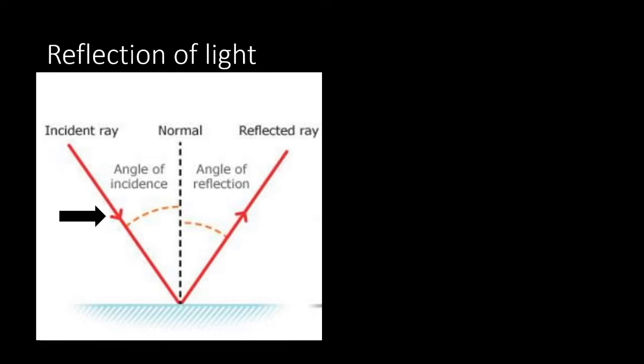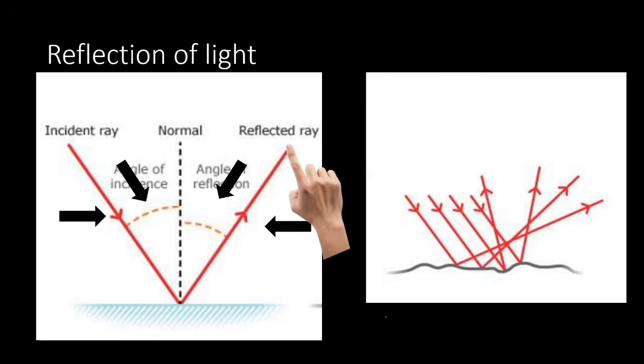This forms the angle of incidence with the normal line. So this is the angle of incidence that the incident ray will form with the normal line. When the light is reflected, it forms an angle of reflection with the perpendicular invisible normal line to give us the reflected ray.